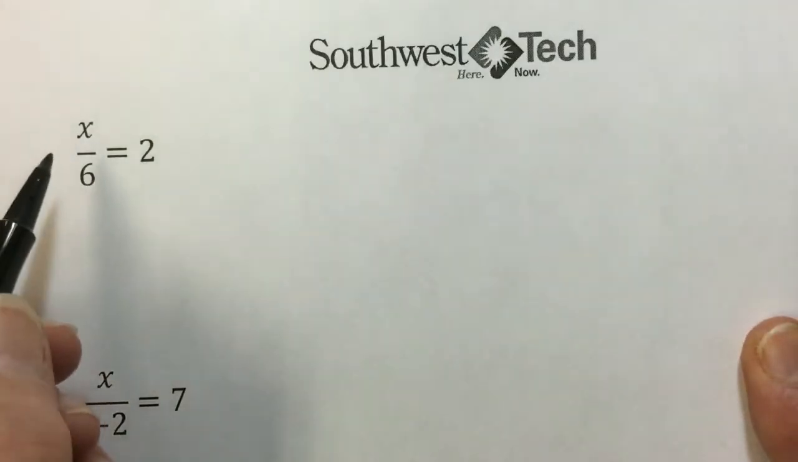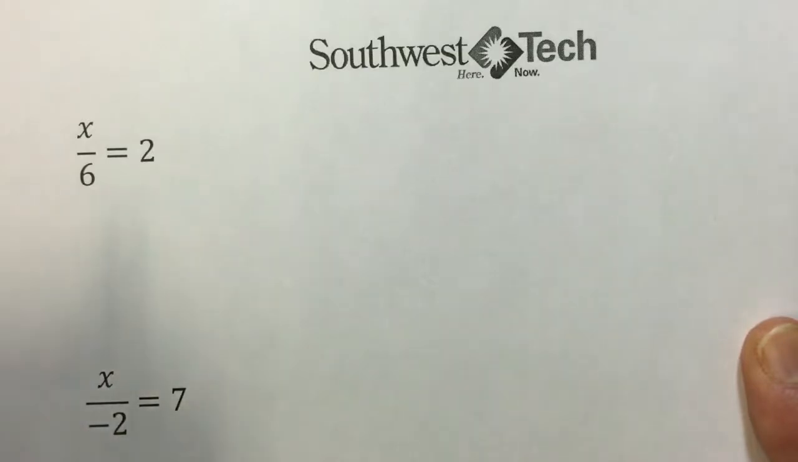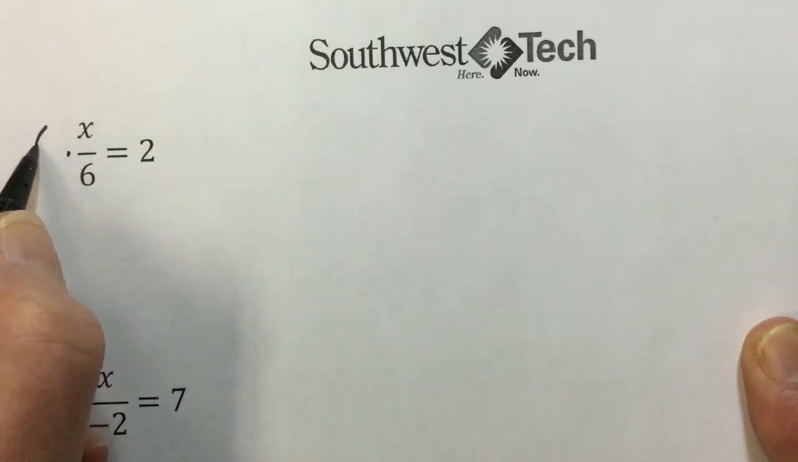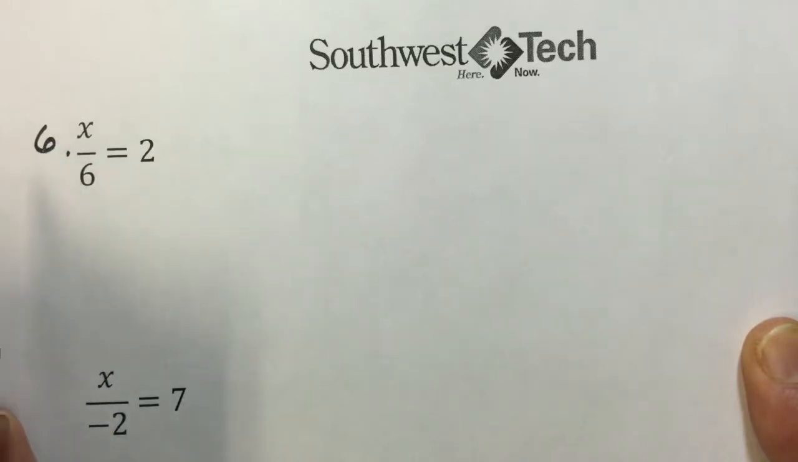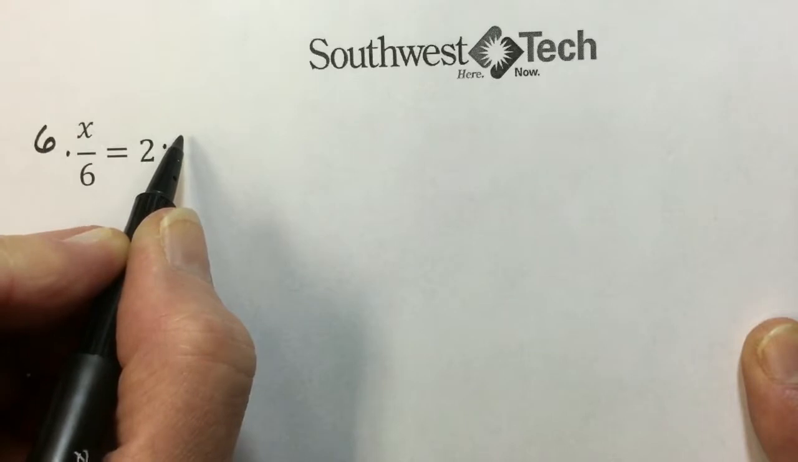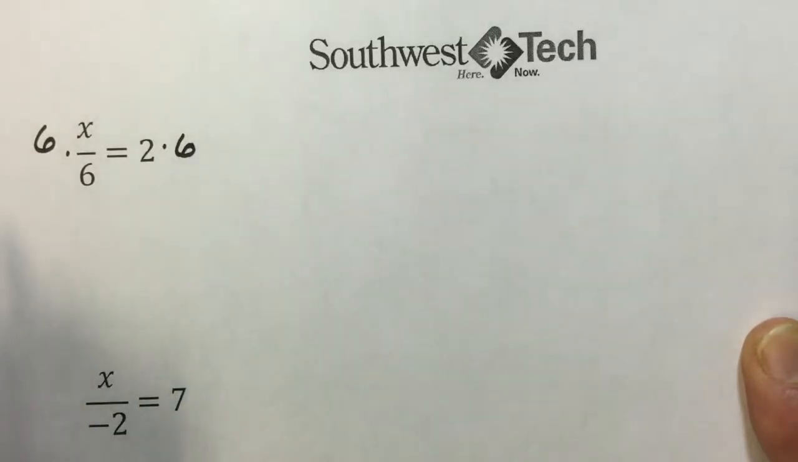In this first example here, we have x being divided by 6. The opposite operation of division is multiplication. So to solve for the variable x, I'm going to multiply the left side by 6, and to maintain equality and following the multiplication principle, I will multiply the right side by 6.